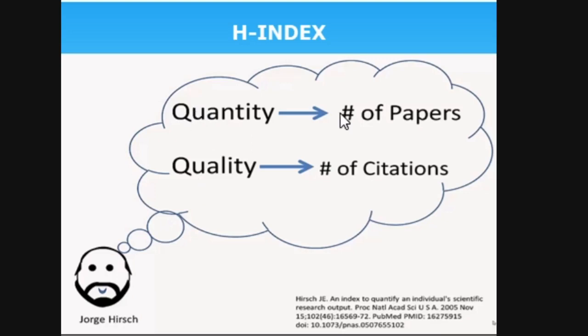Quantity represents the number of papers. That means I have published 5 papers, like that. Quality represents the number of citations. What do I mean by number of citations? For 5 papers, I got 20 citations. Simple. So there are two parameters for computing H index: one is quantity, one is quality. Quantity deals with the number of papers, quality deals with the number of citations.